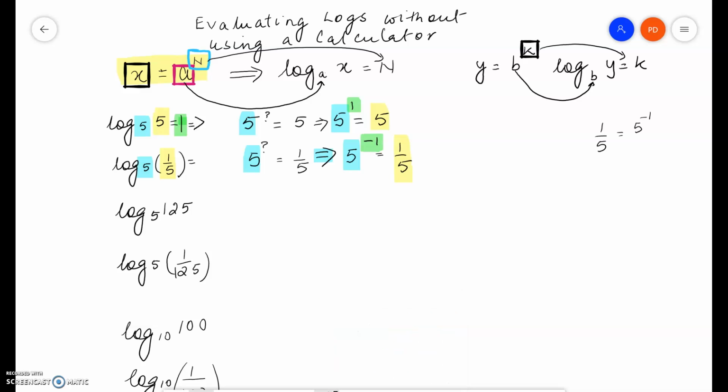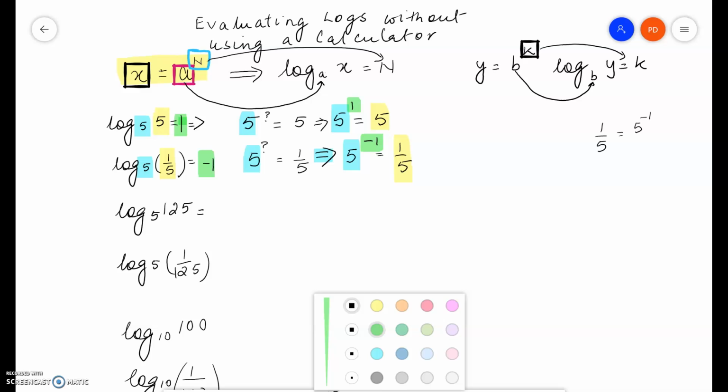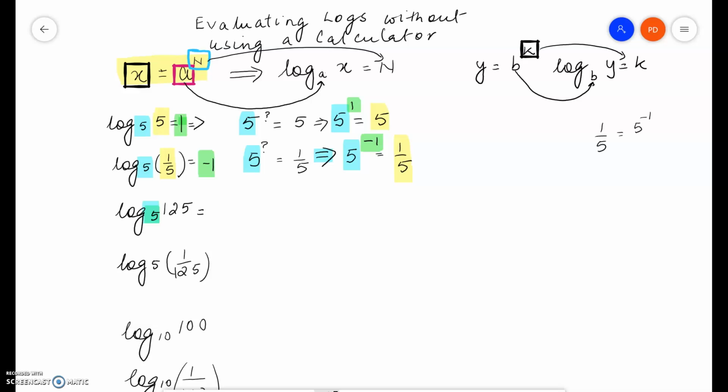So the exponent is the log of the number, right? So remember that the exponent is the log of the number. If the base is 5, we have to write the number as 5 to the something. So now let's look at the next one. The base is 5. Let's highlight the base in blue. So the base is 5. So I'm asking myself, 5 to the what?